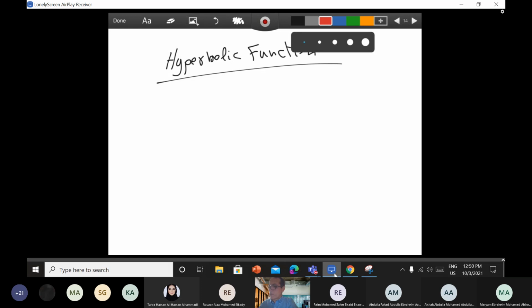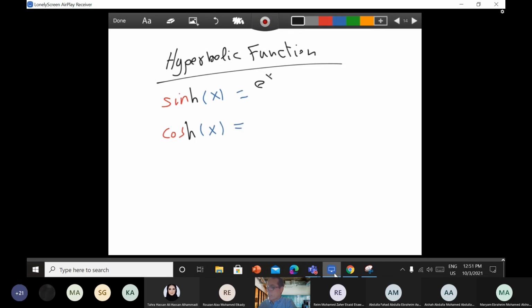Yes, I link the hyperbolic function to the trigonometric functions sine and cosine, but you have to add h. But in this case, once you add h, no need for a right triangle. This is the algebraic term: sinh x is e to the x minus e to the minus x over 2, and cosh x is e to the x plus e to the minus x over 2.